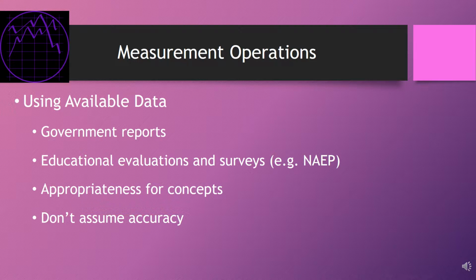You should also consider appropriateness for concepts because all data may not fit well with a concept. Finally, don't assume accuracy. Sometimes data is measured differently in some studies versus others, like high school dropout rates, which may be measured differently across states, so data from various states cannot be compared unless you have ascertained the same methodology or instrument was utilized.